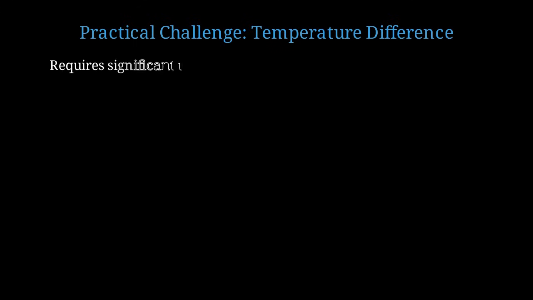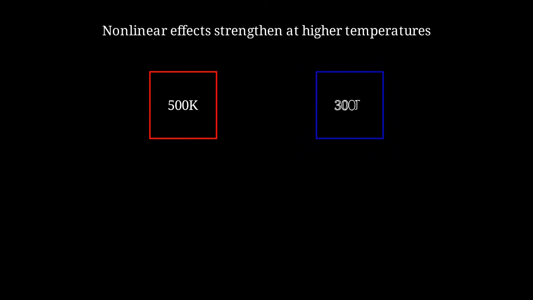A critical question arises: how large must the temperature difference be for thermal rectification to be observable? Most thermal rectifiers require temperature differences of at least 50 to 100 Kelvin to show measurable rectification. The nonlinear effects that drive rectification become stronger at higher temperatures where anharmonicity dominates. A typical operating condition might have a hot side at 500 Kelvin and cold side at 300 Kelvin, giving a 200 Kelvin temperature difference.